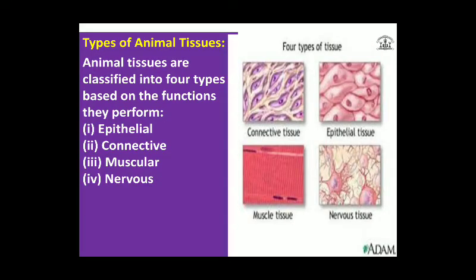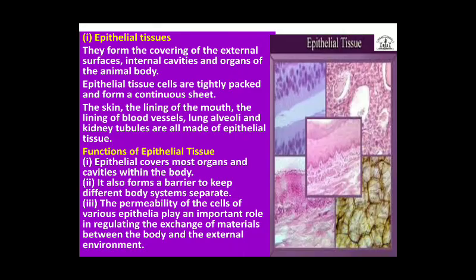The animal tissues are classified into four based on their functions. The first one is epithelial tissue, the second is connective tissue, the third is muscular tissue, and the fourth is nervous tissue. The respective images show how these tissues look. Now we'll study the first tissue, that is epithelial tissue.